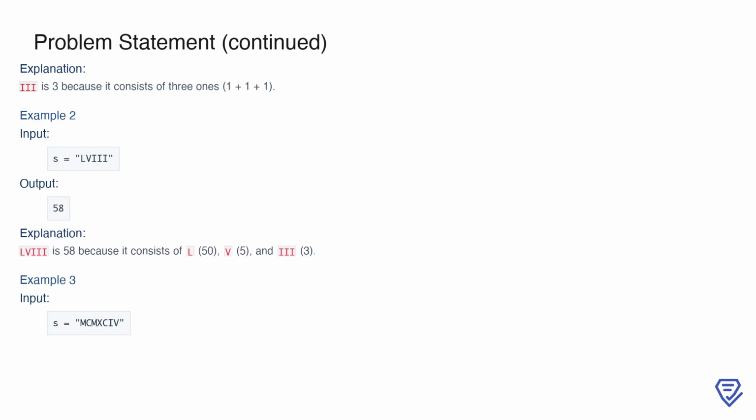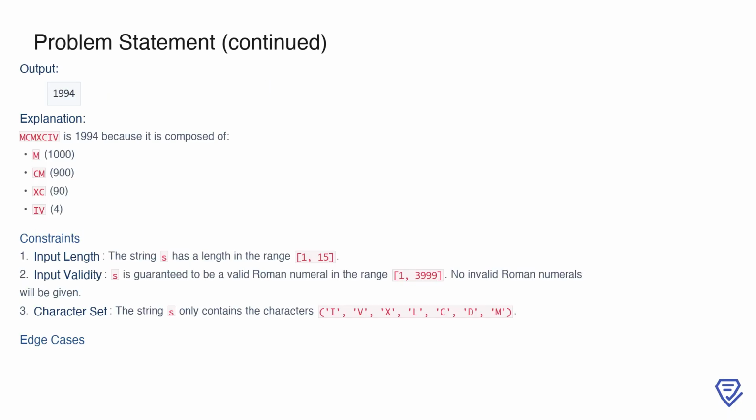Now consider the input MCMXCIV. This example demonstrates the combination of both additive and subtractive rules in Roman numerals. Let's break it down step by step. For the input MCMXCIV, the output is 1994.